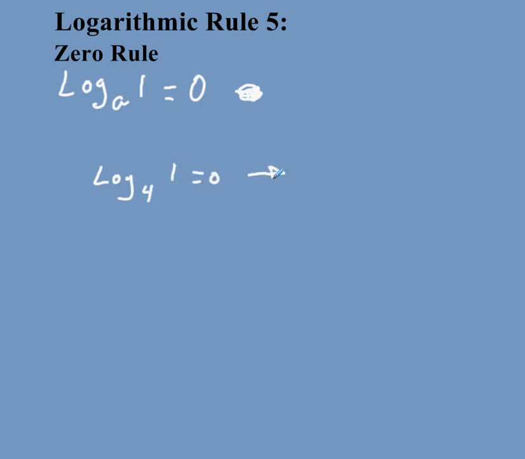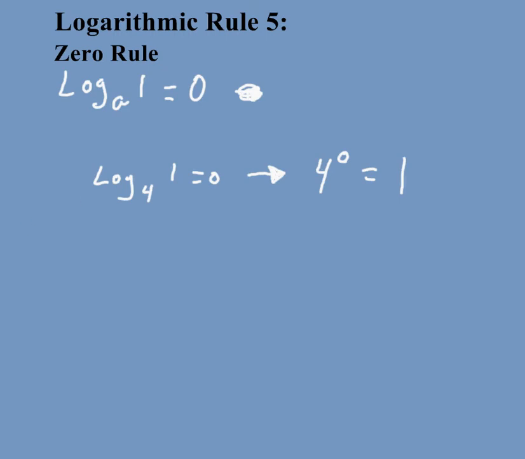Let's convert that to exponential format. Again, the 4 is our base, it's equal to 1, and the 0 is our exponent. Well, we know from the 0 rule of exponents that any base raised to the 0 power is equal to 1. So that applies here. That's another rule that you need to remember as you're working through logarithm problems.